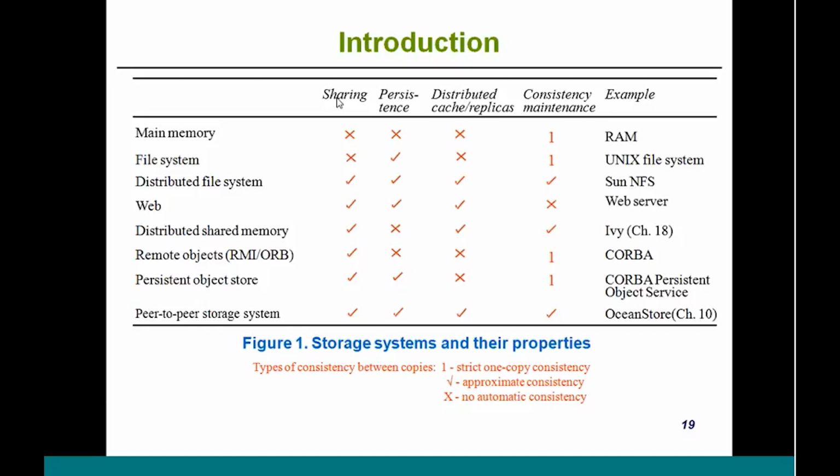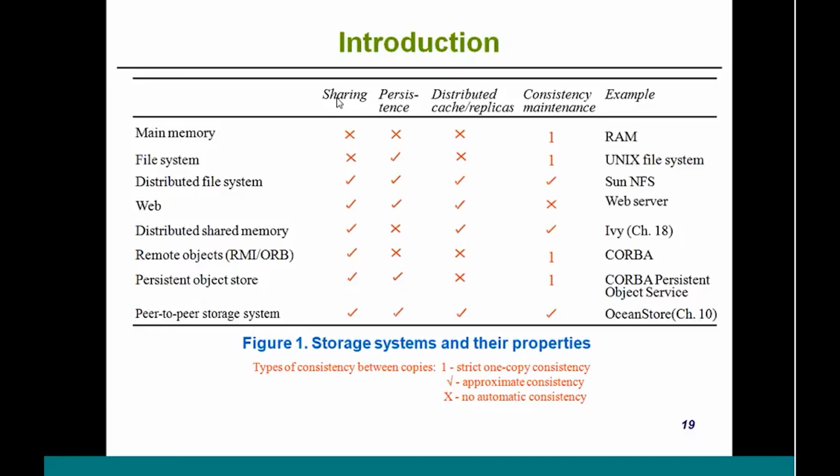Then the fourth point is the consistency maintenance. Here it depends on how you maintain the consistency of data. So the high bandwidth memories that are very close to the computing system itself will have a consistency maintenance property of 1 copy consistency. Here it's represented as 1, and the example is RAM, which is quoted for main memory. But you can think of it as only having 1 copy.